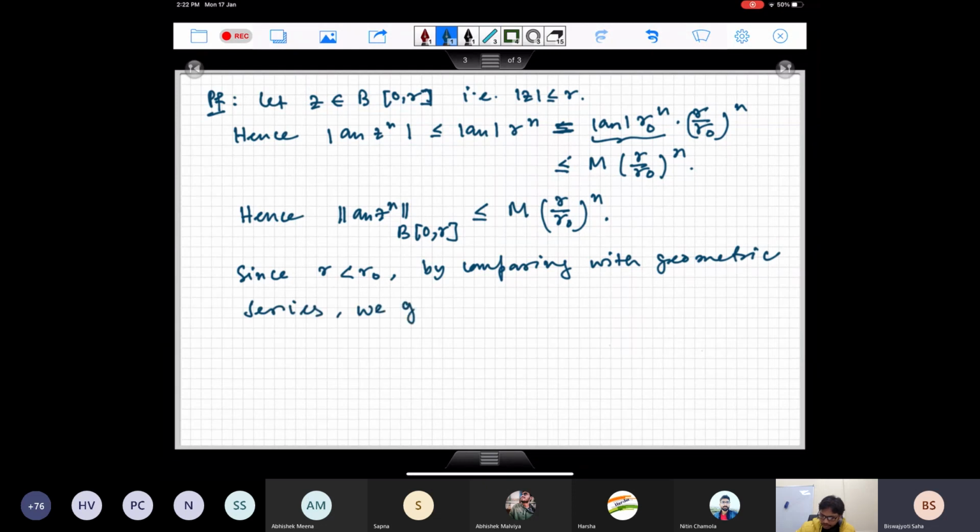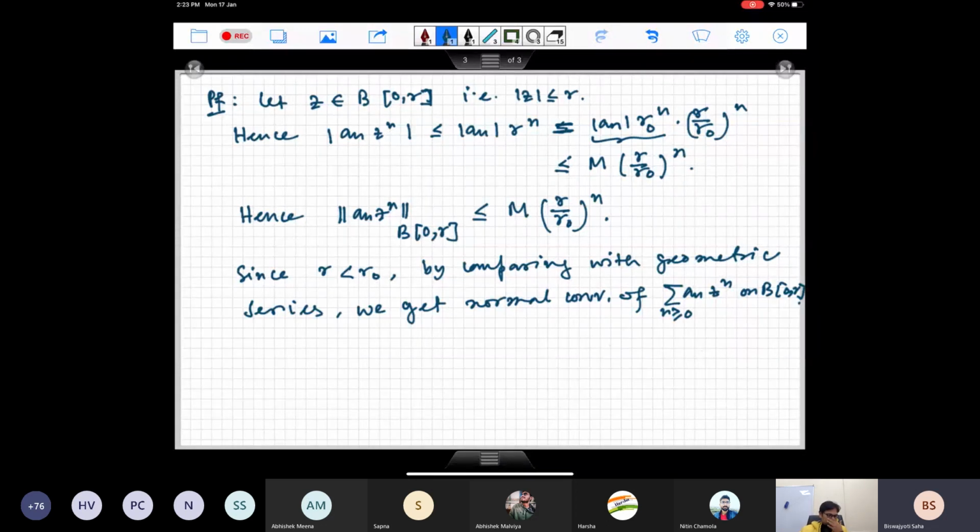We get normal convergence of a_n z^n on B(0, R). Okay, so on this set I get the normal convergence. So that one is rather easy to figure out.